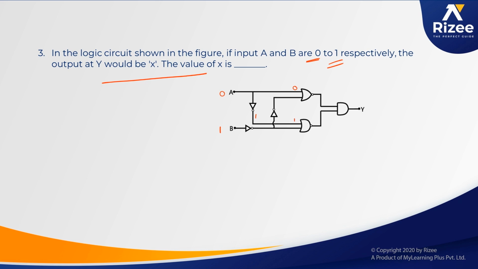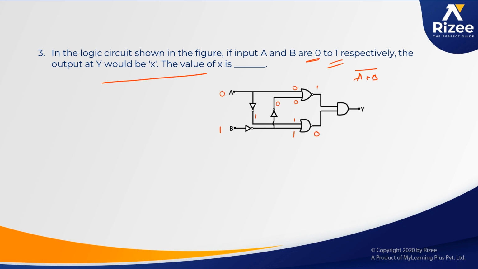Similarly, B is given 1, so for the second OR gate it will go as a 1, and for the NOT gate it will be converted to a 0, and the same 0 will be fed to the first NOR gate. The function of the NOR gate is (A plus B) whole bar. That means (0 plus 0) whole bar is 1, and (1 plus 1) whole bar will be 0.